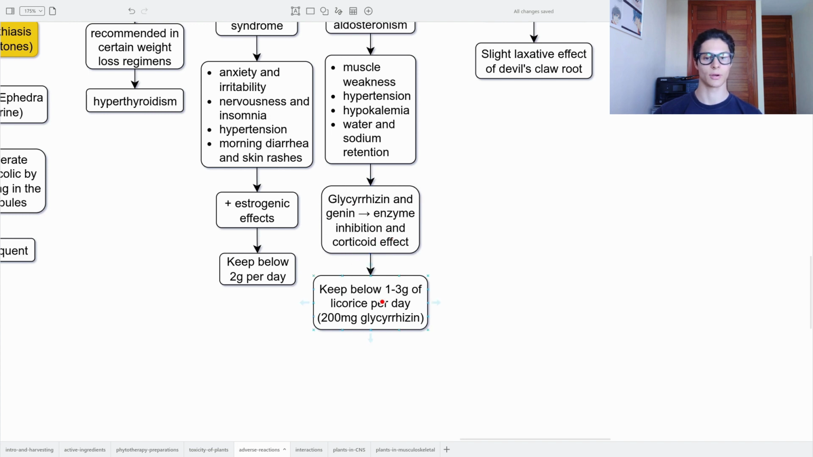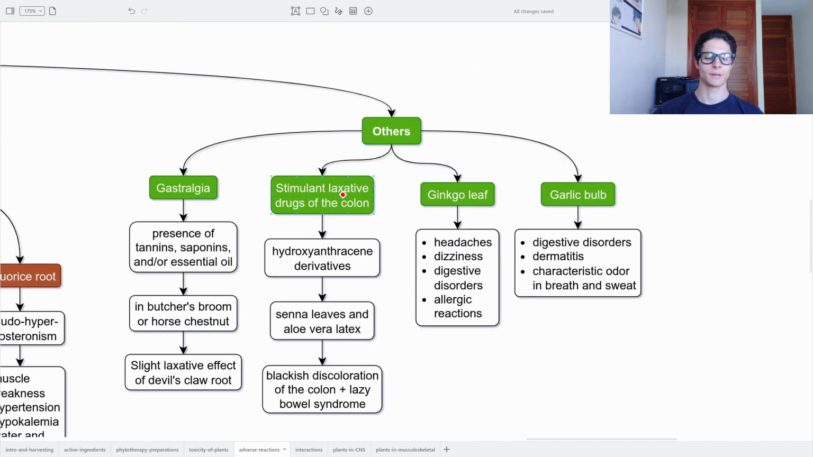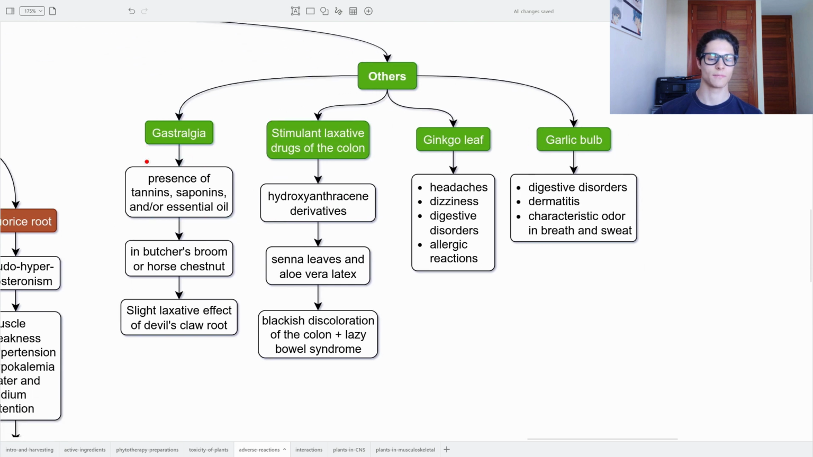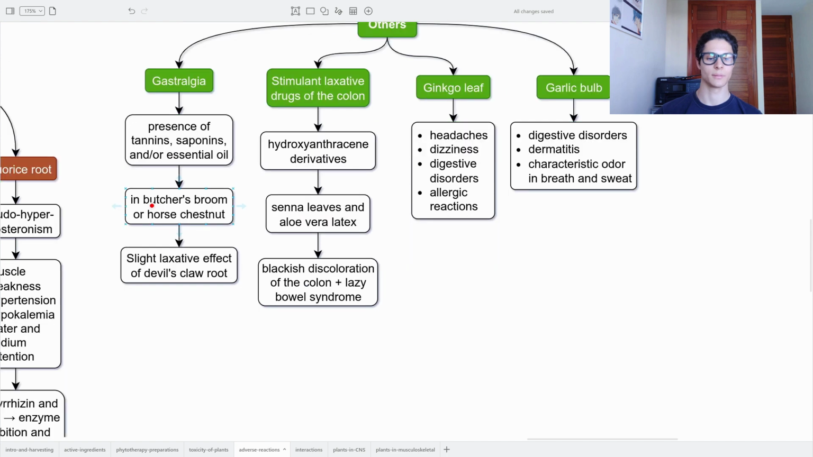We have to keep the consumption below 1 to 3 grams of licorice per day, which is equal to 200 milligrams of glycyrrhizin a day. Other types of adverse reactions we can find are gastralgia, which is due to the presence of tannins, saponins, and/or essential oils in the butcher's broom or horse chestnut, and a slight laxative effect of the devil's claw root.